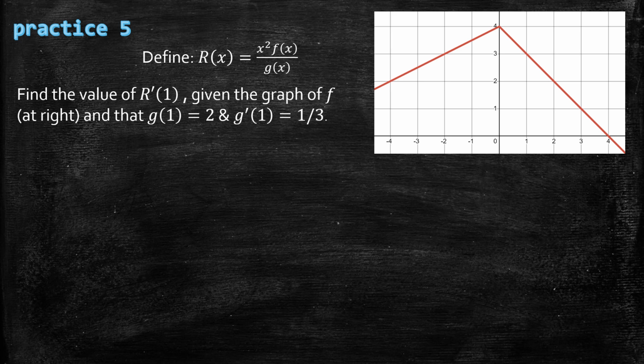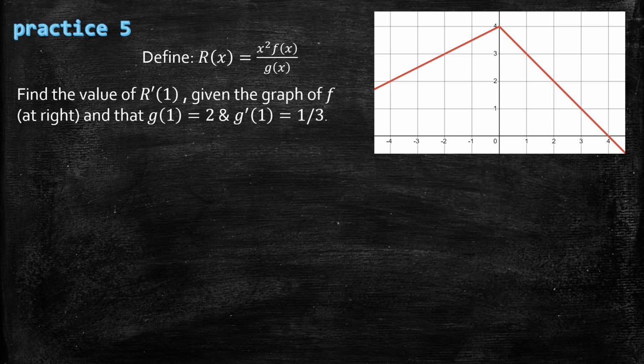So for our last practice problem, we're going to treat a function whose derivative will involve both the product rule and quotient rule being used, just for a more complicated scenario. Okay, so we have to find the value of r prime 1. We're given this information about g, and then we are told that this is the graph of f.